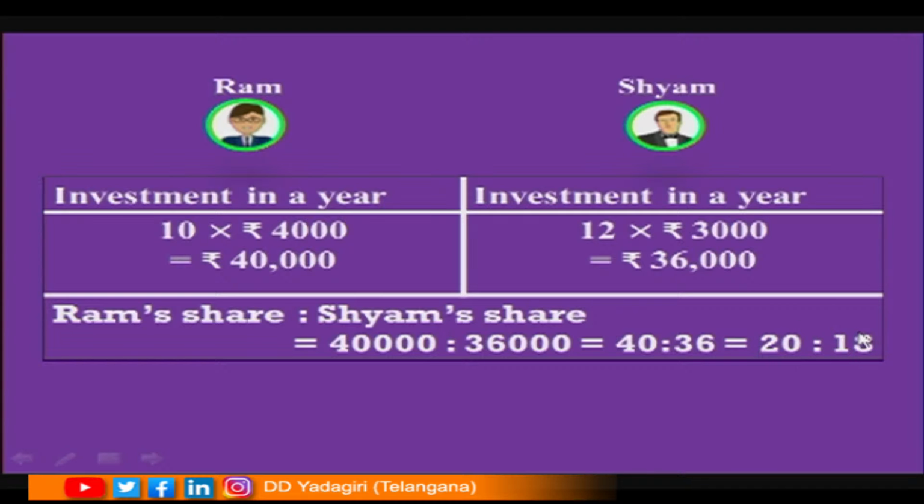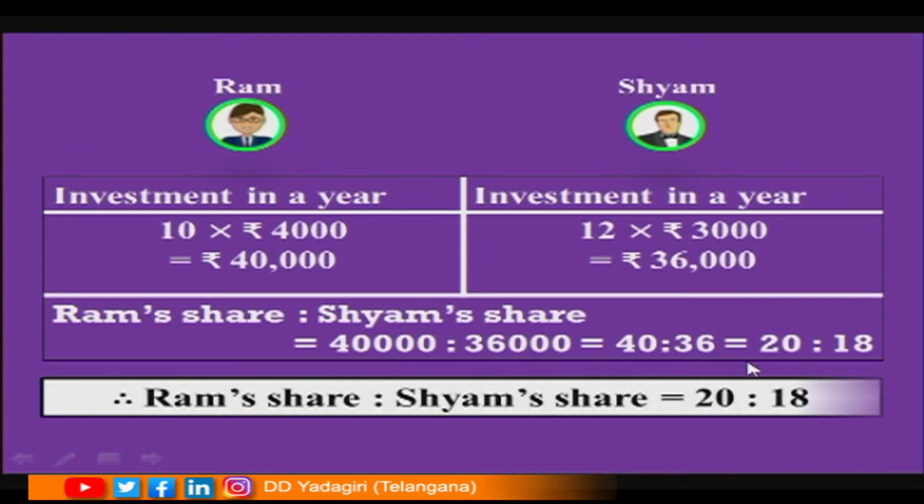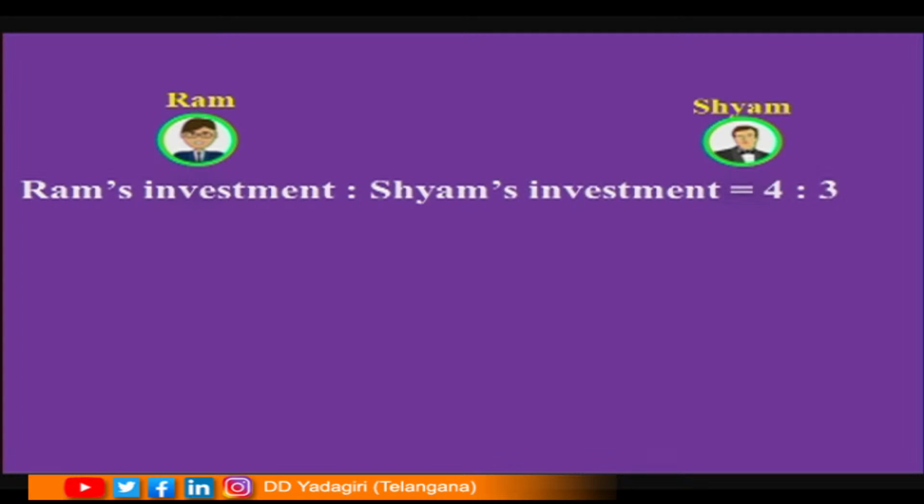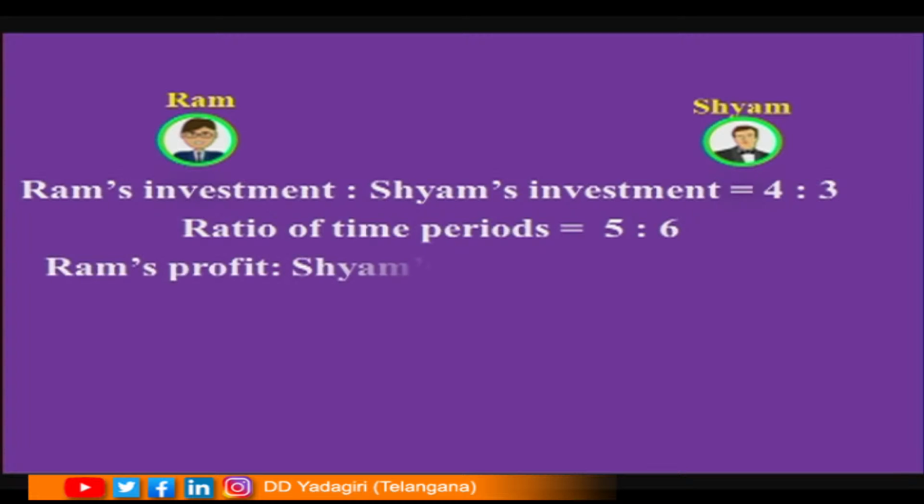I will tell you, children, why we have retained it like this. So, we can say Ram's share is to Shyam's share is 20 is to 18. Now, let us quickly see what all the ratios we have considered. Ram's investment is to Shyam's investment is 4 is to 3, ratio of their time periods is 5 is to 6, and Ram's share to Shyam's share is 20 is to 18.